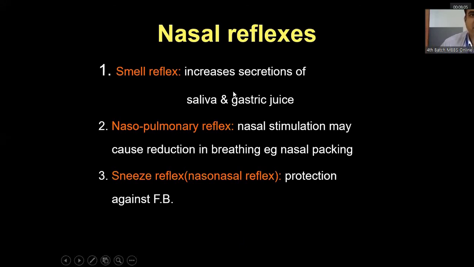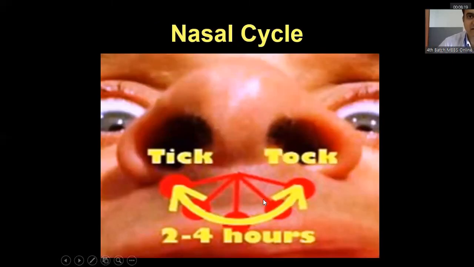Similarly, nasal reflexes. There is the smell reflex, increased secretions of saliva and gastric juice, the nasopulmonary reflex, nasal stimulation causing mucous reduction in breathing, for example nasal packing, and the sneeze reflex, which protects the organs from foreign bodies.